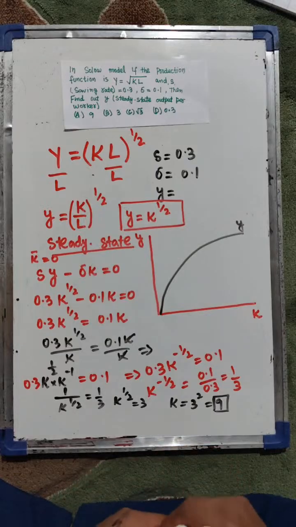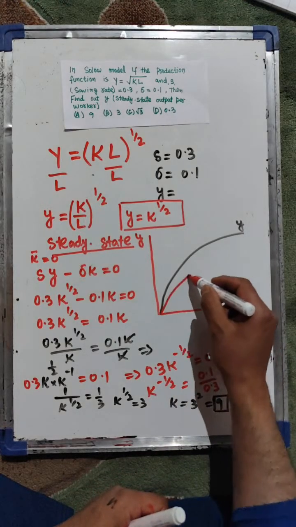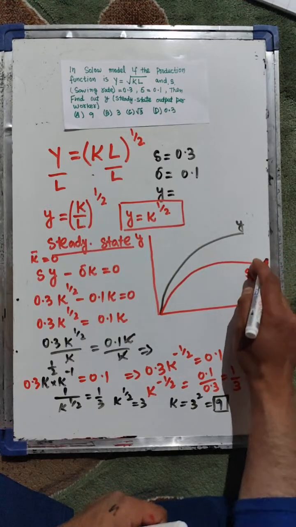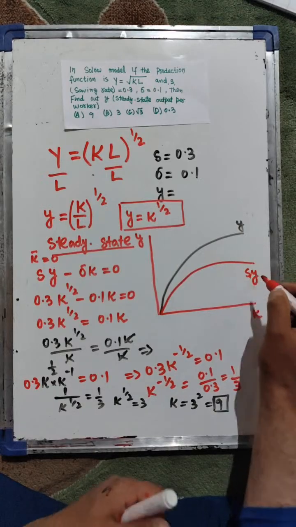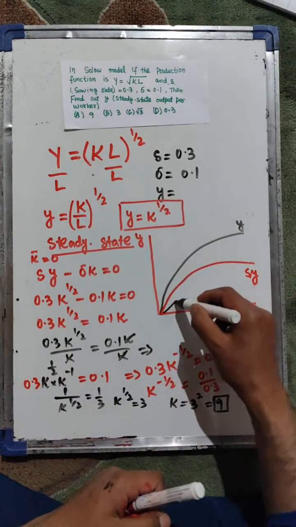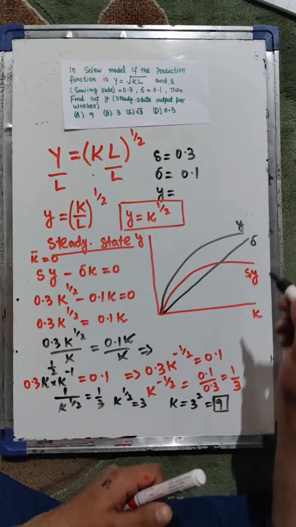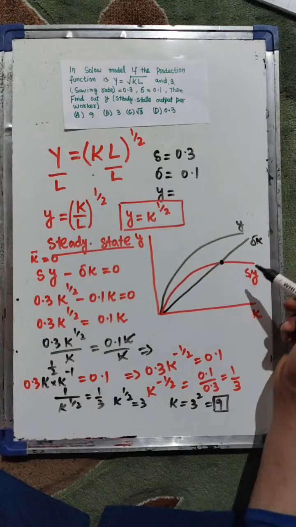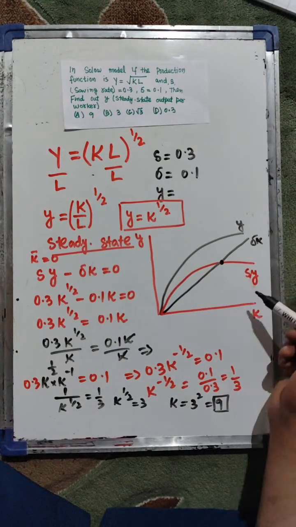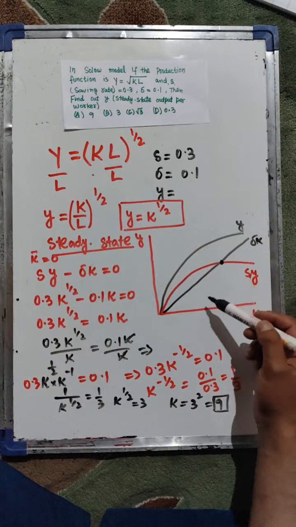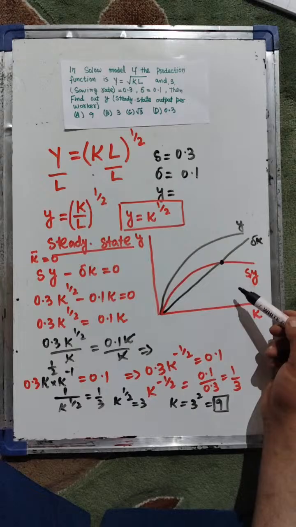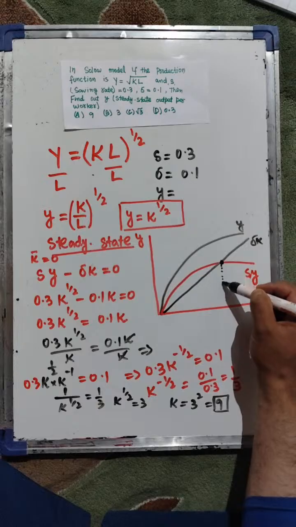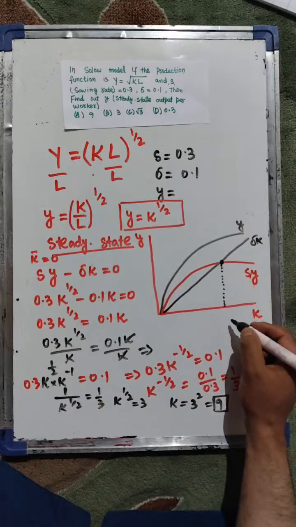So we have this graph, and I have explained all this stuff. This is s y, that is the savings curve, and this is our depreciation, delta k, here. At steady state, since savings is equal to investment, whatever investment is made is used to maintain the capital stock. So there is no addition to the capital, and it is here at 9.